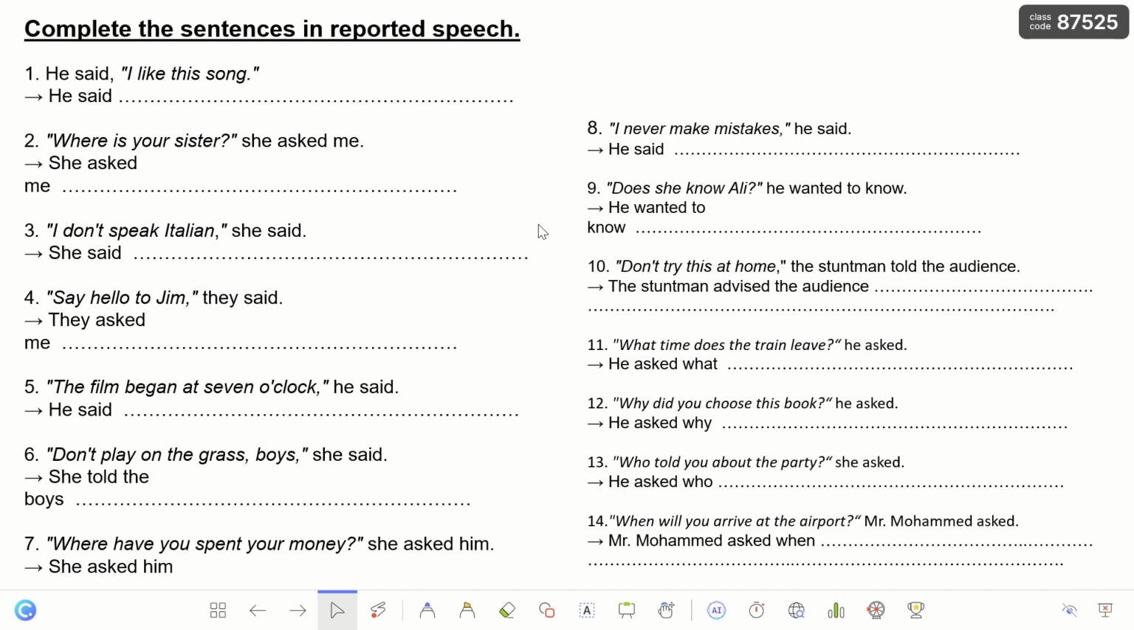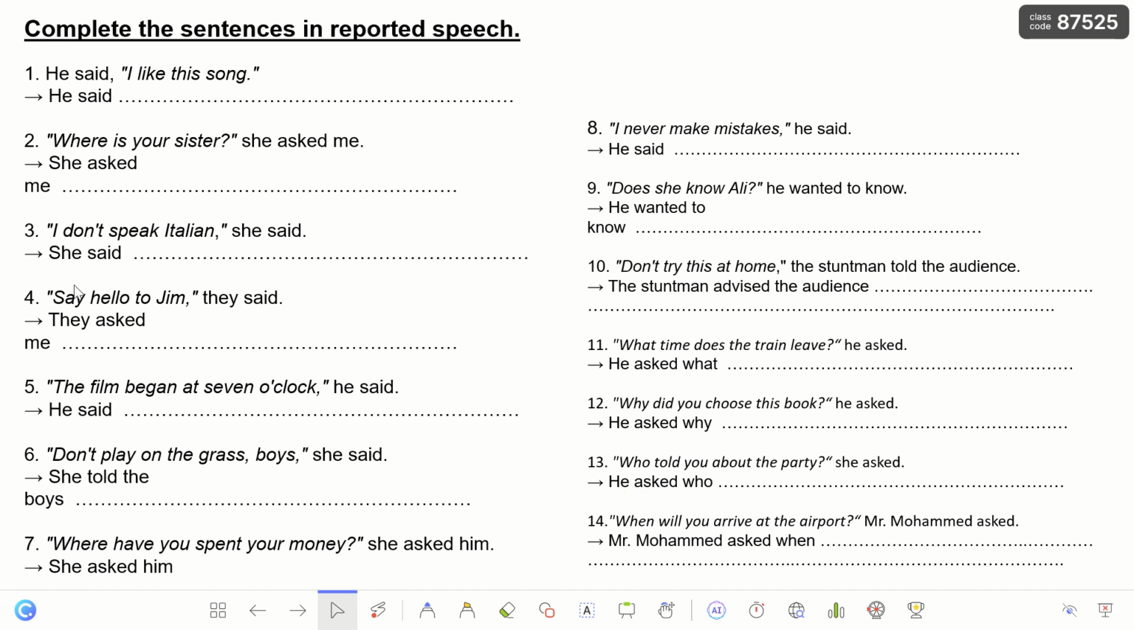Okay. What I want to focus on is reporting such things, reporting orders. So here, I like this song. He said that he liked this song. Where's your sister? She asked me where my sister was. We change. I don't speak Italian. She said that she didn't speak Italian.